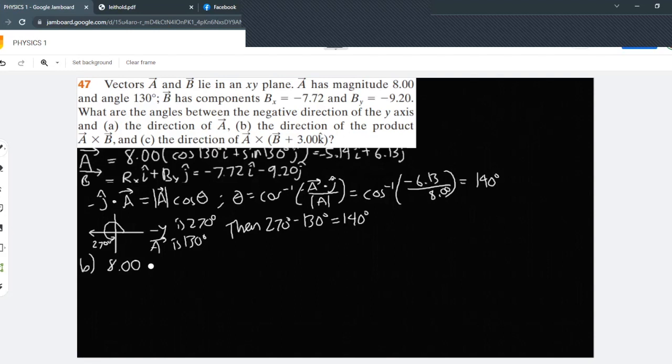Oh, no. So A is in polar coordinates. I forgot. It's already been converted here. What is being asked is the direction of the product.